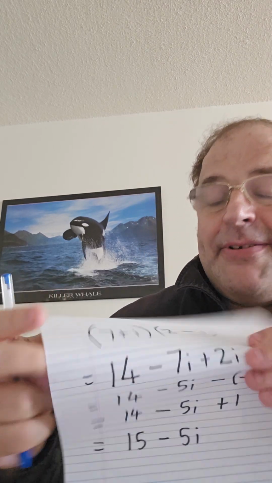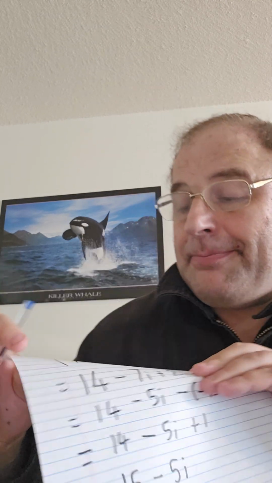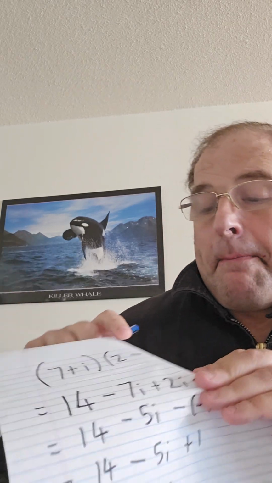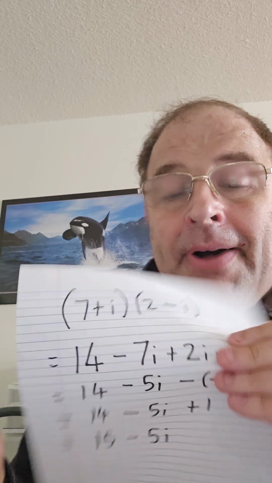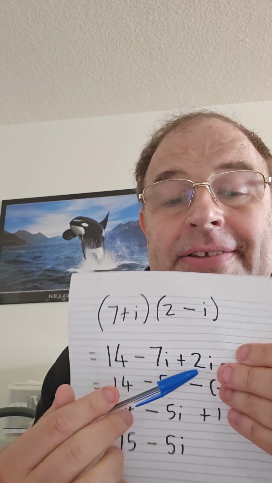And once again, I'm going to be mean and cover parts with my finger. We have (7 plus i) times (2 minus i). All right, we'll multiply out. 7 times 2 is 14. 7 times minus i is minus 7i. And 2 times i is plus 2i. And what's i times minus i?